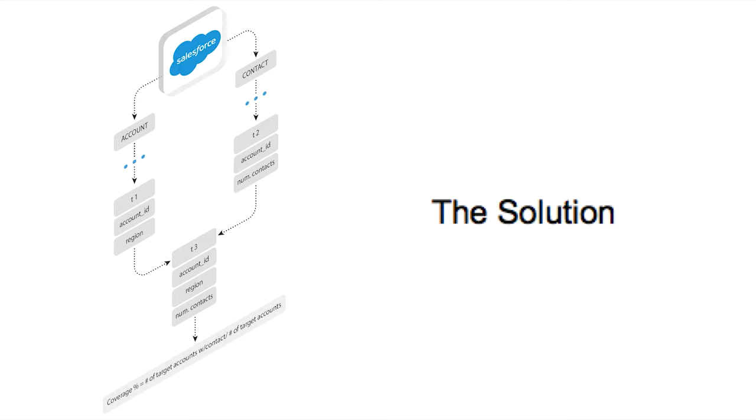If we look at this, we can see that we have an account. We're pulling that out and creating a table 1, which has our account_id and our region. From contact, we're pulling that out and creating a table 2, which has our account_id and our number of contacts. We then merge this into table 3, which contains our account ID from both, our region from T1, and our number of contacts from T2. From this table 3, we calculate our coverage.